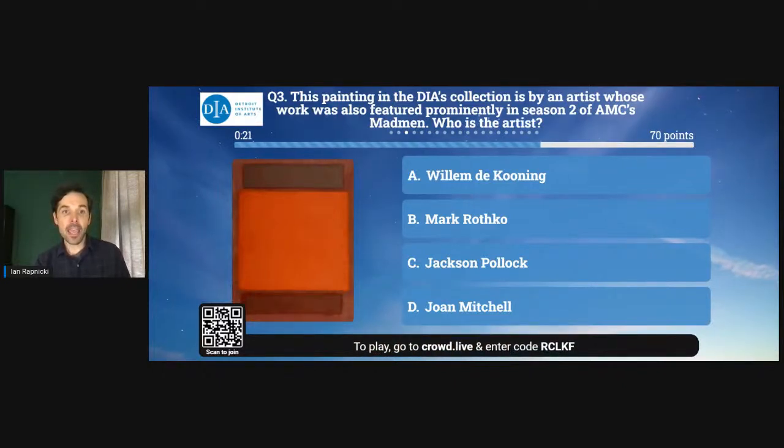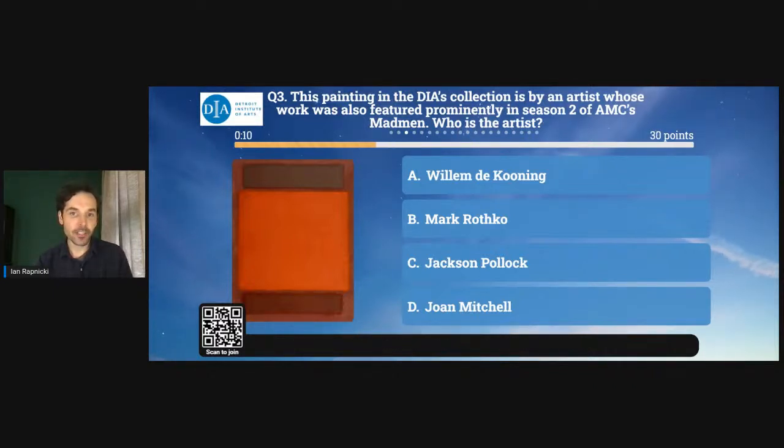So a painting by this artist that's in the DIA's collection was featured on season 2 of AMC's Mad Men. Which artist is it? De Kooning, Rothko, Pollock, or Mitchell? 5 seconds remaining.